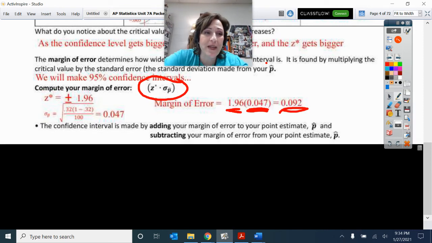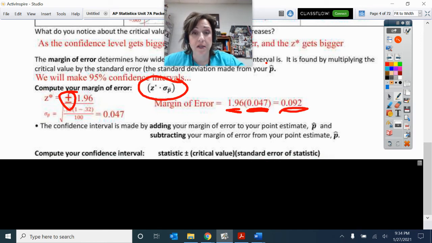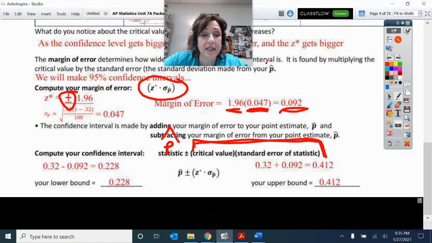Your confidence, because see, we had the positive and the negative. You got your p-hat in the middle, and the interval gets made from adding up the margin of error. Here is the margin of error. So you take your statistic, your p-hat, you add this margin of error to get the upper bound, and you subtract this margin of error to get the lower bound.